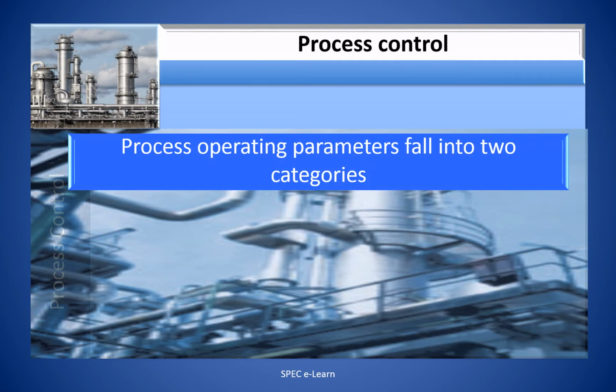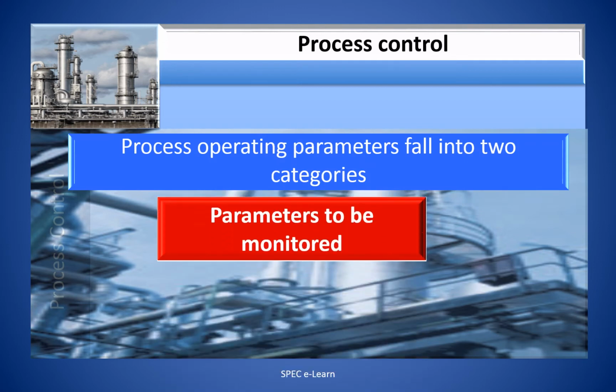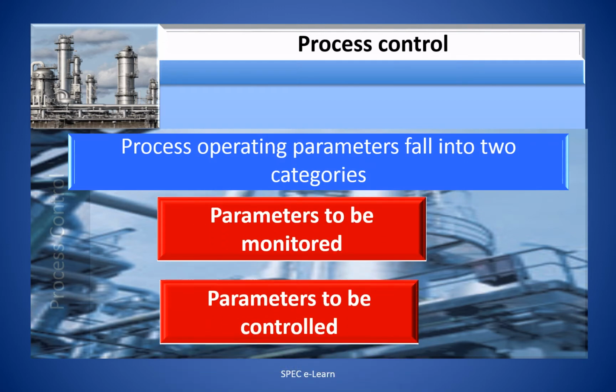Process parameters fall into two categories, parameters to be monitored and parameters to be controlled. All the operating parameters measured need not be controlled. Some are required for monitoring the process conditions, and others are key parameters which need to be controlled.